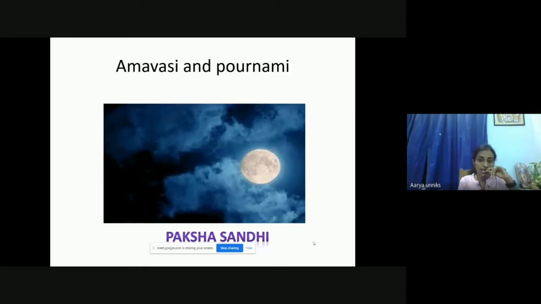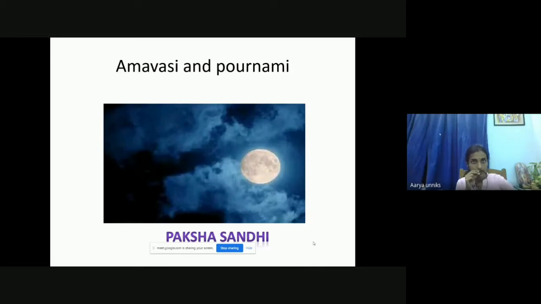What happens is that, again, like how we saw the shift during the day and night, there is a shift from Tamas to Sattva, which is aided by Rajas. This happens in the universe, this happens in man. So this shift is more pronounced. This Tamo Vritti is more pronounced during the night of Amavasi.